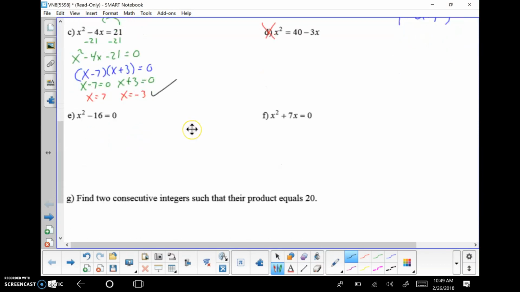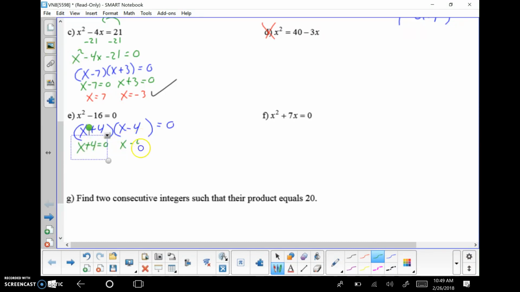Below it, E: x squared minus 16, no GCF. Two terms, minus sign, square numbers, that is a difference of two squares. So it's a difference of 2 squares factoring. And those are probably the easiest. We're just thinking square root, one with the plus in the middle, one with the minus, square root of 16, 4, 4. Set each factor equal to 0.